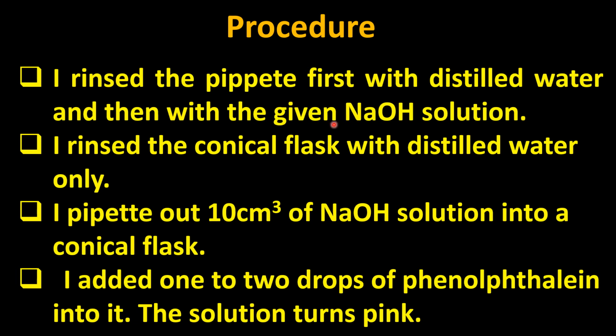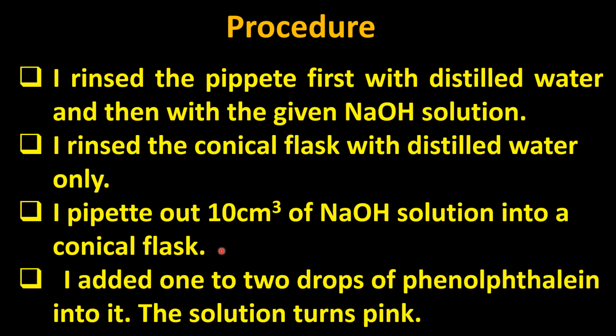Then the conical flask, I have to rinse it with distilled water. Then what do I have to do? Take 10 cm cube or 10 ml of sodium hydroxide solution with the help of a pipette in a conical flask. I have shown you the pipette as well. After that, you have to add 1 to 2 drops of phenolphthalein in it, and definitely after adding the phenolphthalein, the color turns pink.